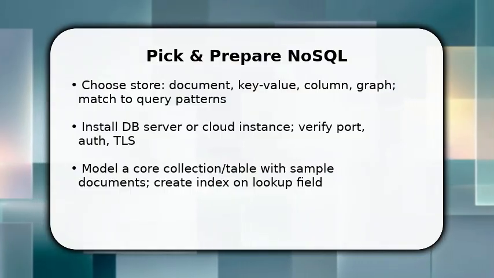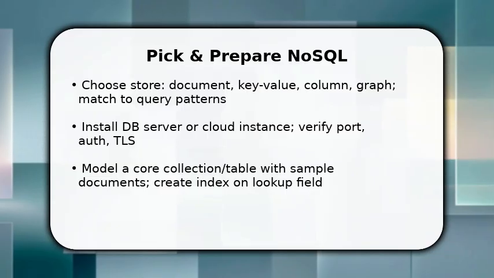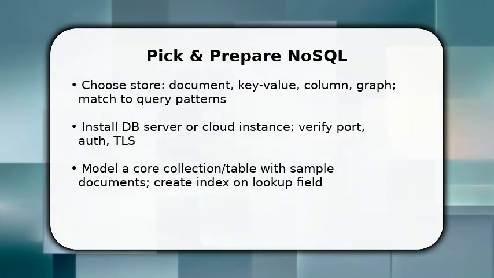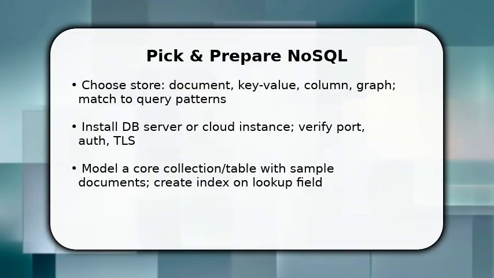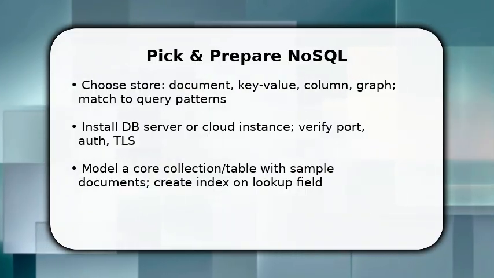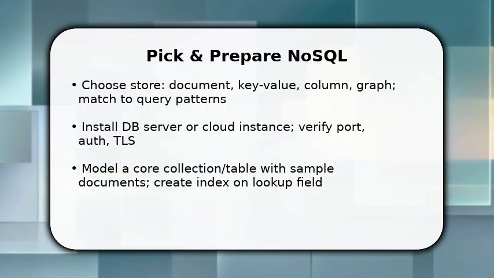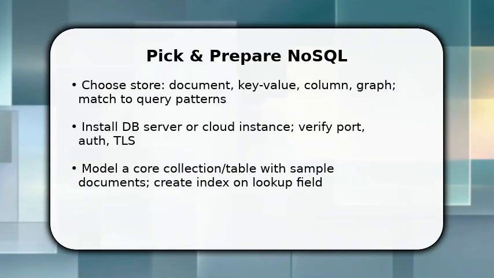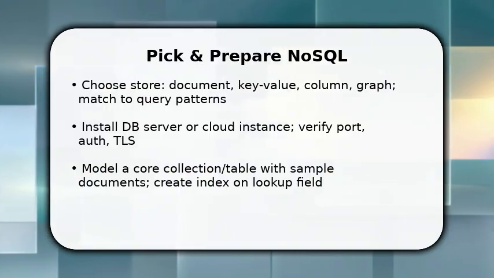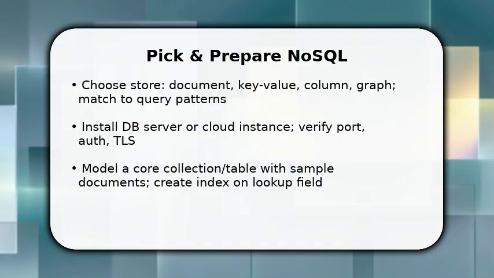You start by picking the right NoSQL type for your access patterns: document for flexible objects, key value for extreme speed, column for wide tables, graph for relationships. Once chosen, provision the server or cloud instance and enable authentication and TLS so you're secure from the first query.